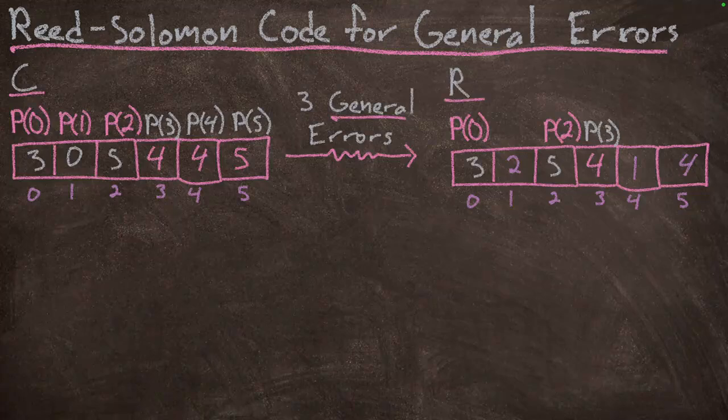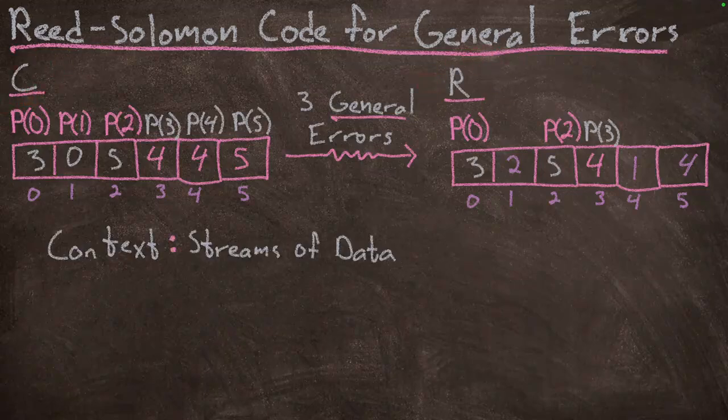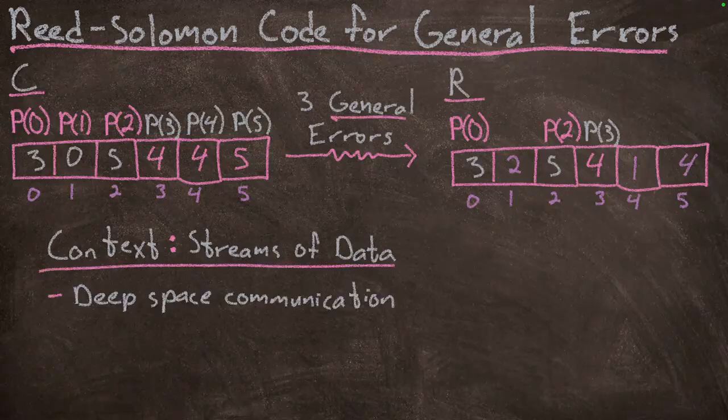We start, and again, we have our code word, and this is the received code word, which is just some corruption of what we actually sent. So before we say how to do it, let's give some context. This is more in the context of streams of data. Instead of a network system where we drop packets, that's kind of what we were talking about last time, almost like a network where packets are dropped. Instead, we're going to be talking about streams of data. So what's an example of this?